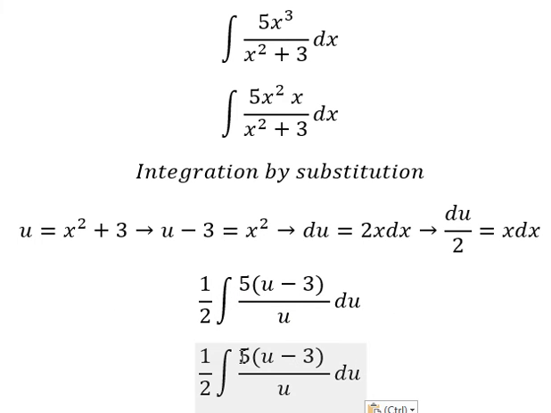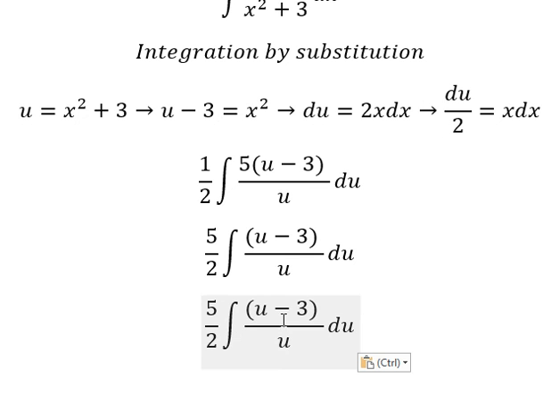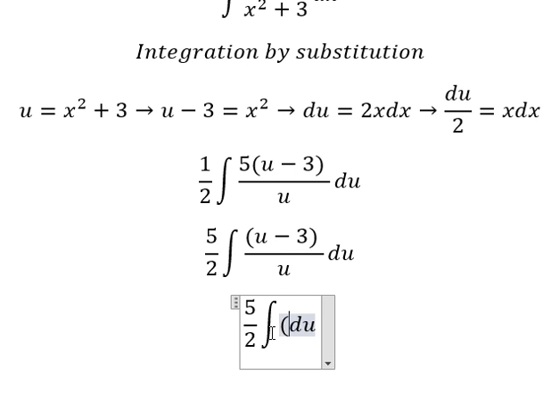Now, I will put number 5 go outside. So, u divided by u, we have number 1. 3 divided by u, we keep the same.